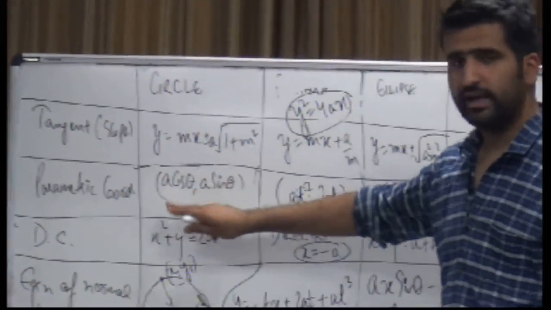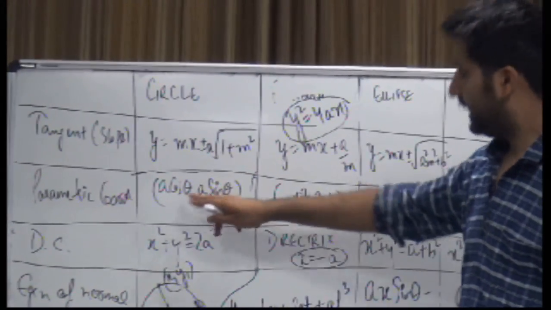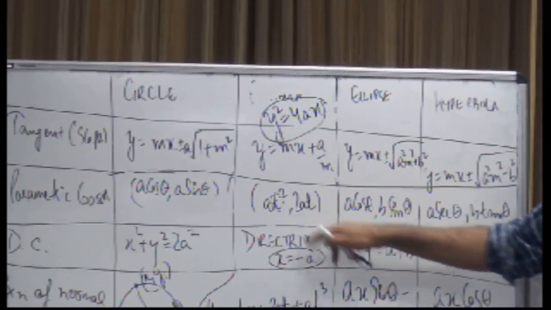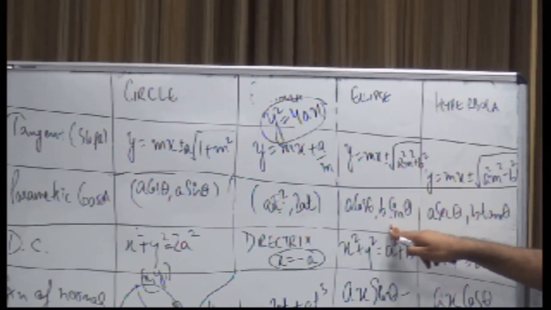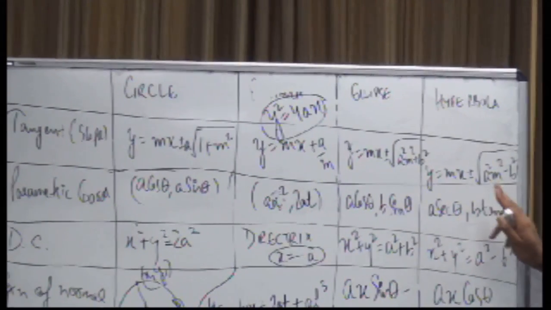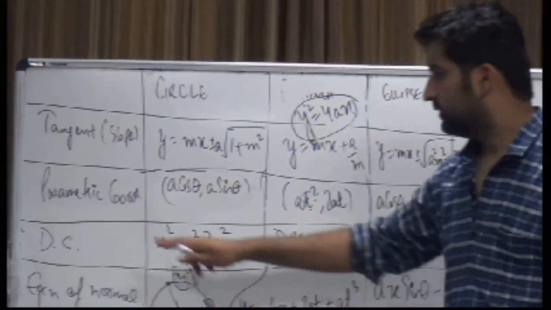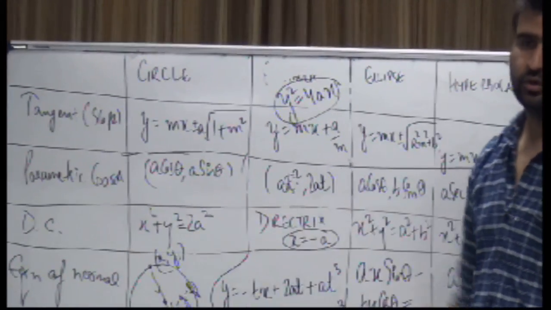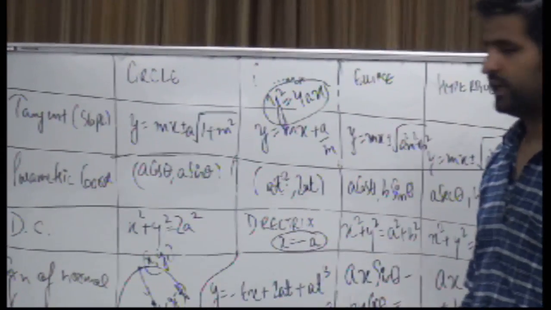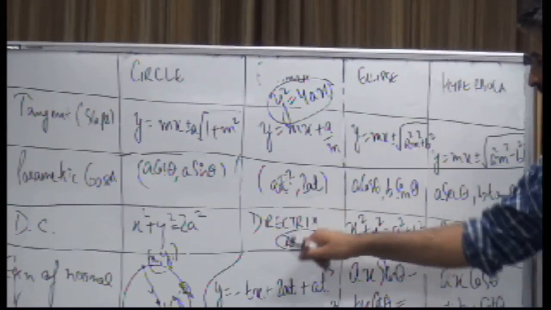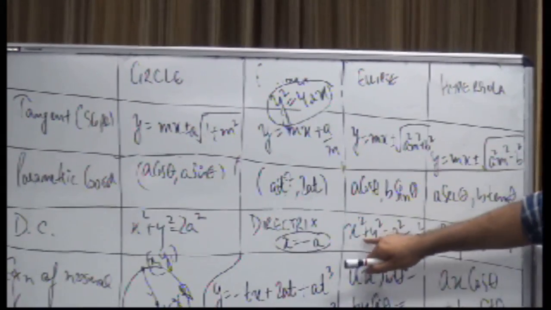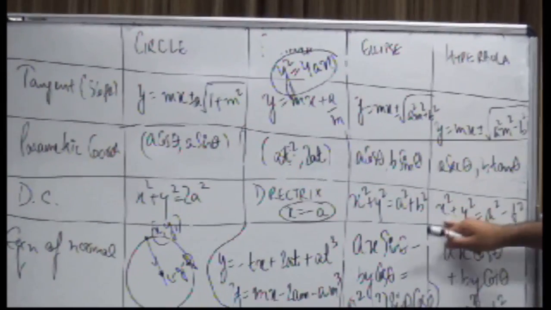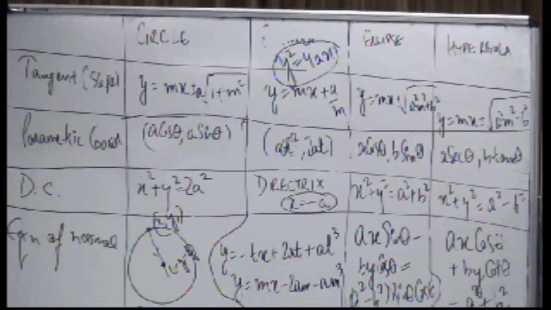Parametric coordinates are (a cos θ, a sin θ) for the circle, (a cos θ, b sin θ) for the ellipse, and (a sec θ, b tan θ) for the hyperbola. For the director circle, in the case of the circle, x² + y² = 2a². In this case, we have the equation of directrix, which is x = −a. x² + y² = a² + b². Here we have x² + y² = a² − b².